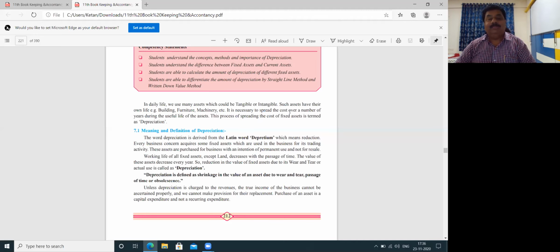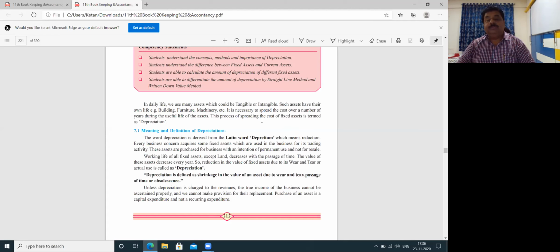But you know that buildings have a life of 50 to 60 years. After that, it is necessary to make certain renovations or reconstructions. Machinery, then car, having a life of 5 years, 10 years. Furniture having a life of 10 years. But normally, these are estimated things. Such assets have their own life, that is building, furniture, machinery, etc.